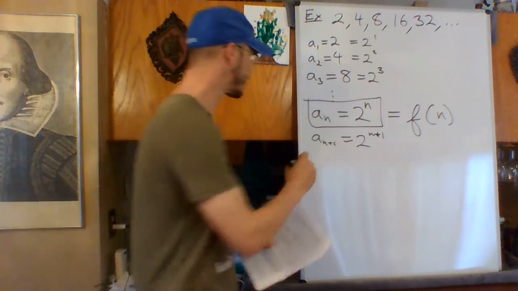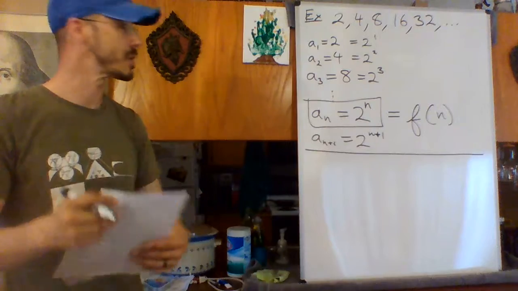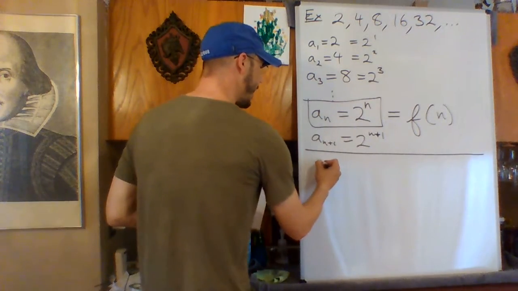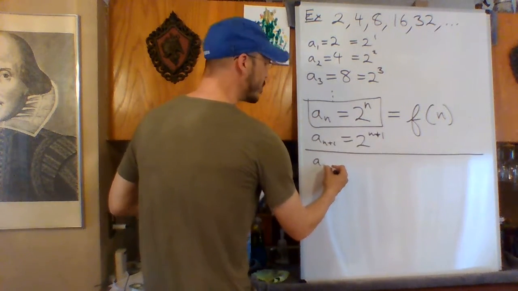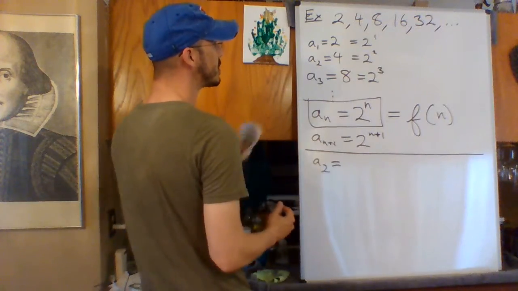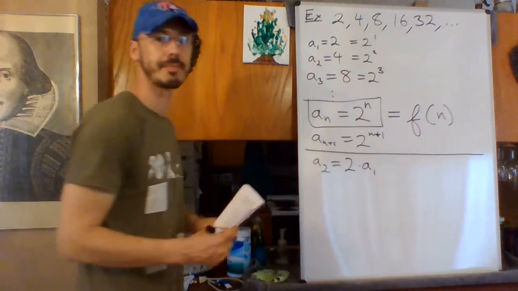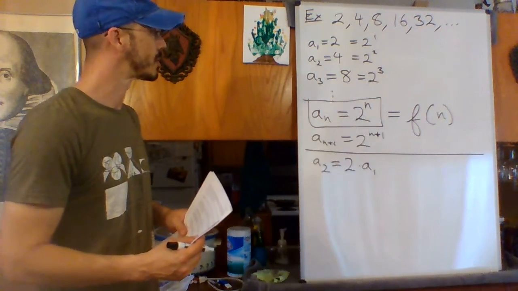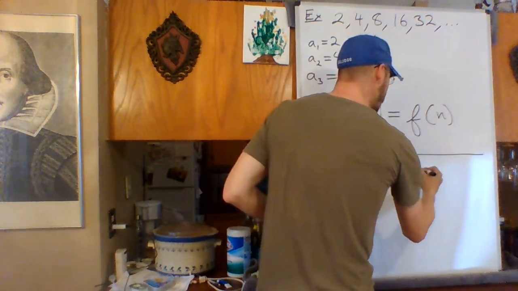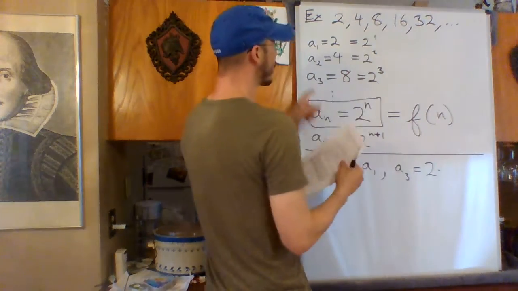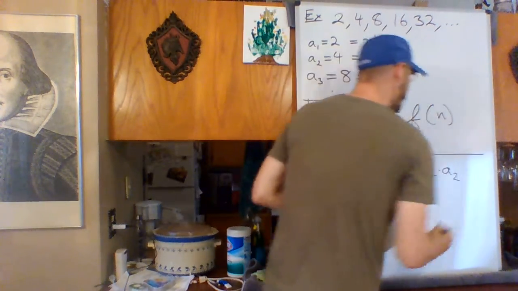Now we're going to look at a different way of looking at the same sequence, and this is going to be useful as we go and explore other sequences. Let's start with A2. You can see that A2 is 4, and it is 2 times A1, which is 2. A1 is 2. 2 times that is 4. Also, A3 is 2 times 4. A3 is 8. 2 times 4. So it's 2 times A2, the previous term.